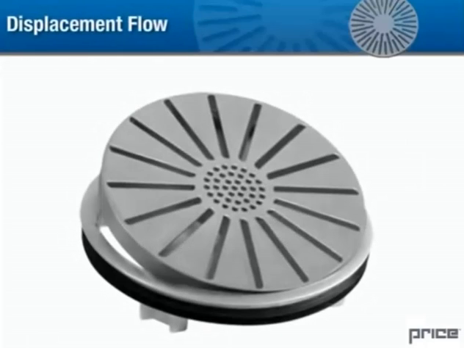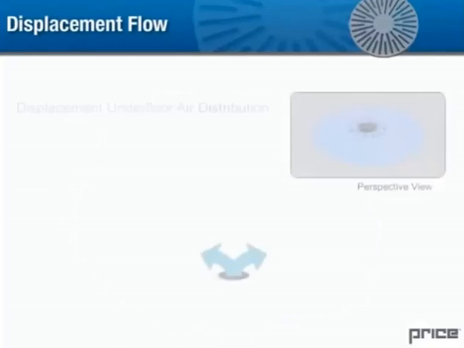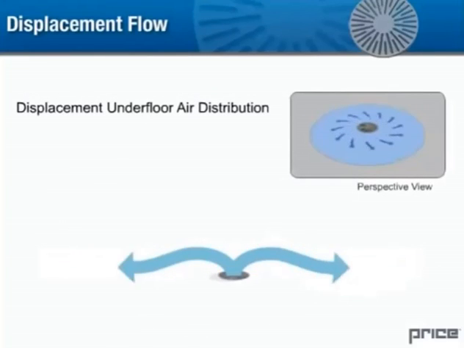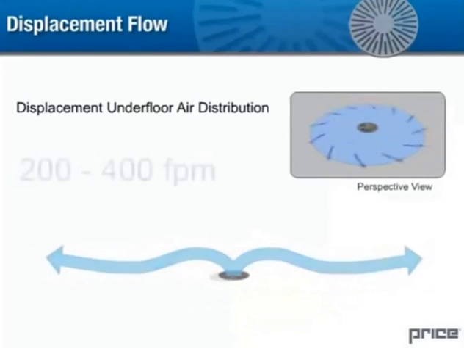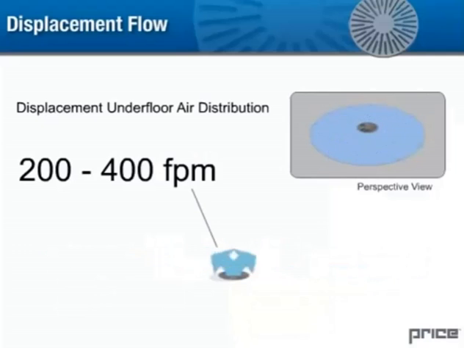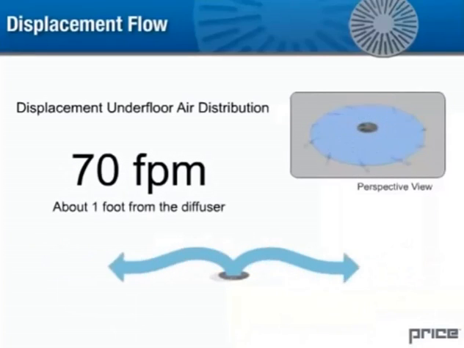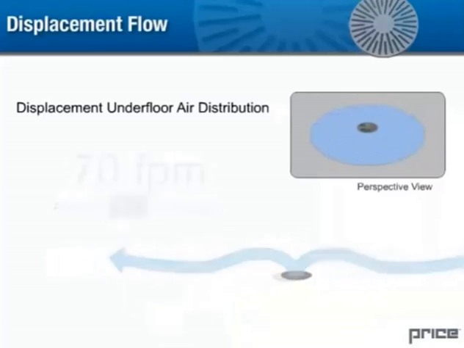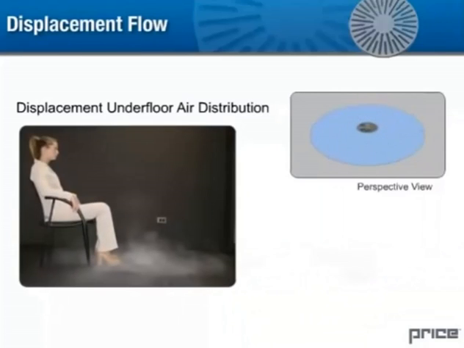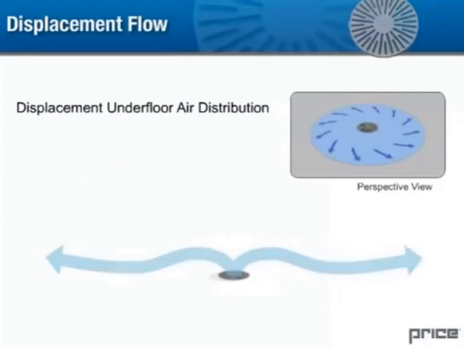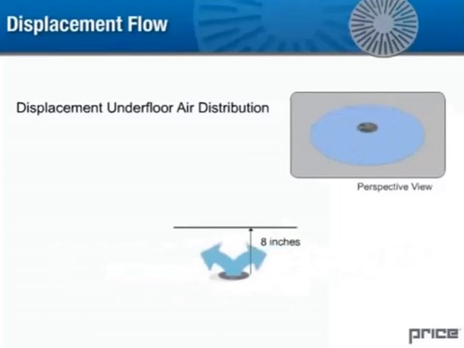Displacement ventilation results from a horizontal radial discharge of supply air from the floor outlet. The outlet velocities are also lower than that of turbulent flow at around 200 to 400 feet per minute, and as the air distributes in the radial pattern, the air velocity drops off rapidly and slows to a draft-free velocity of around 70 feet per minute at about 1 foot from the diffuser. The displacement outlet slots are designed to provide very limited vertical air movement directly over the diffuser face, typically less than 8 inches.